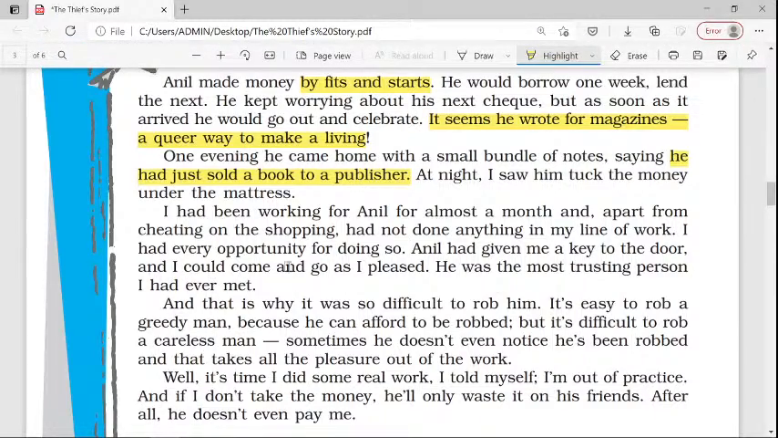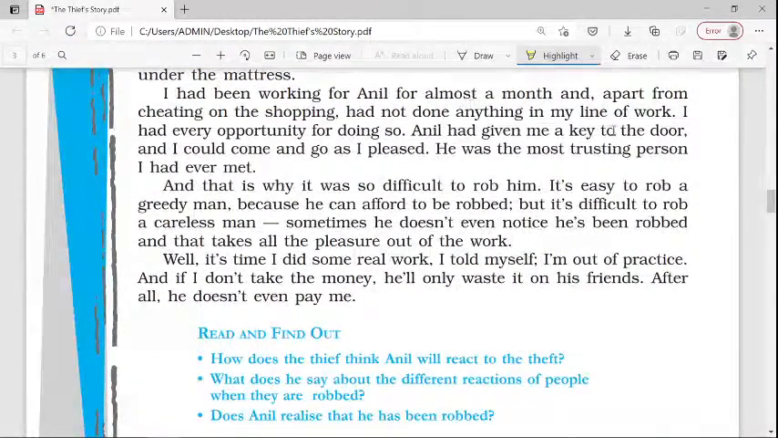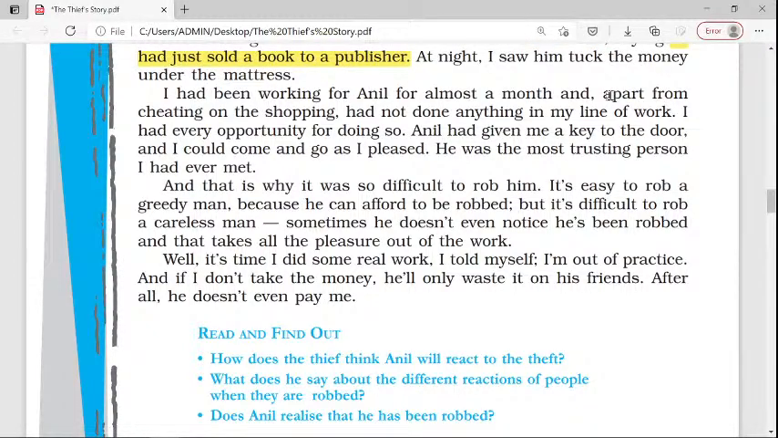I had been working for Anil for almost a month, and apart from cheating on the shopping, had not done anything in my line of work. Okay, see, he is now accepting that he is a thief. He said apart from cheating on the shopping, he had not done anything he was supposed to do as a thief, as a confirmed or professional thief. I had every opportunity for doing so.